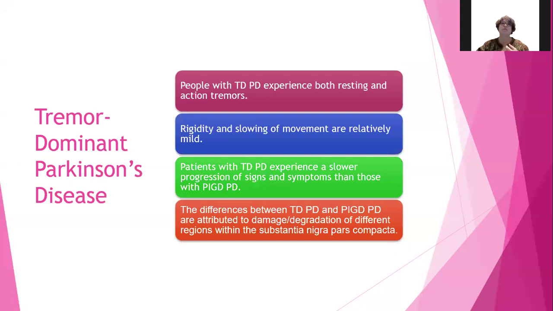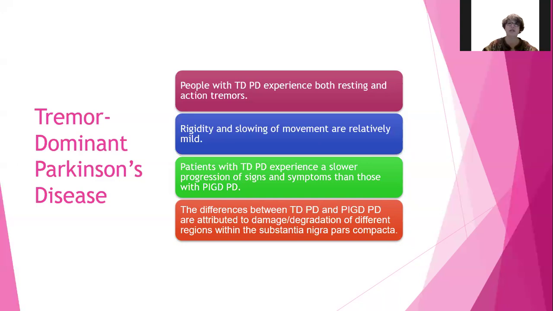People with tremor dominant Parkinson's experience both resting and action tremors. Rigidity and slowing of movement are relatively mild. It's more the tremor that is the issue. They tend to experience a slower progression of signs and symptoms than those with akinetic Parkinson's. However, the progression of akinetic Parkinson's is incredibly slow.